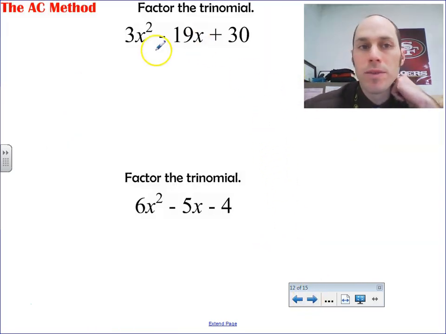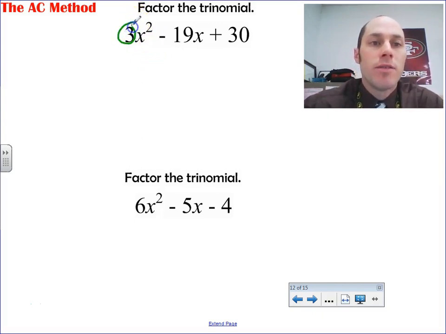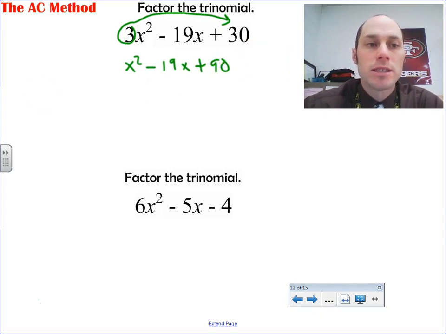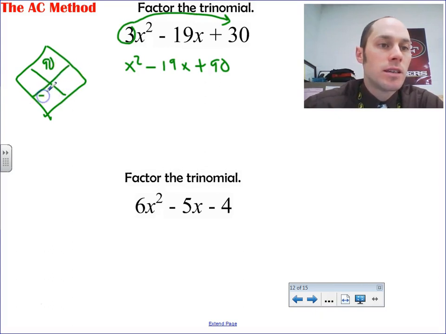Okay, so let's try another one. 3x squared minus 19x plus 30. So I've got an A value here, I'm going to multiply it. So I have x squared minus 19x plus 90. Getting bigger numbers, so bigger products. Is that right? So I need a product of 90 and a sum of negative 19.